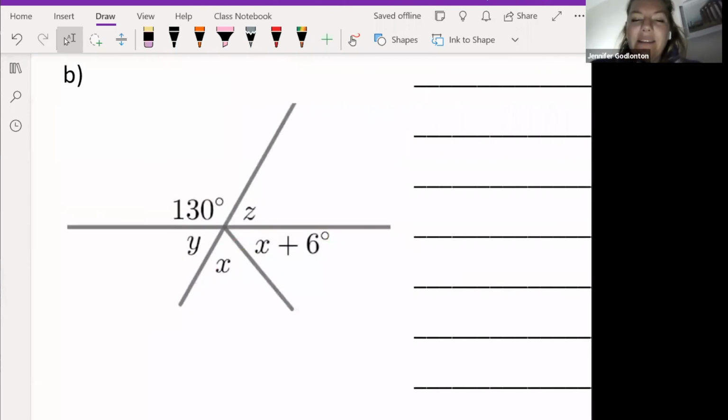This one, I think you'll be okay with because of what we've just done. I want you to try and think about where my vertically opposite angle is going to be here. There are other ways to do this question, but it would be really cool if you could do the same thing that we just did. Let's see how it goes.